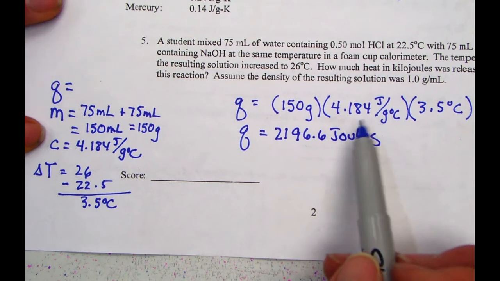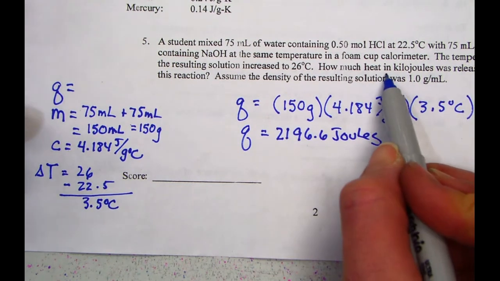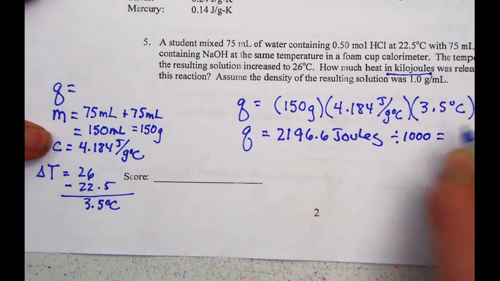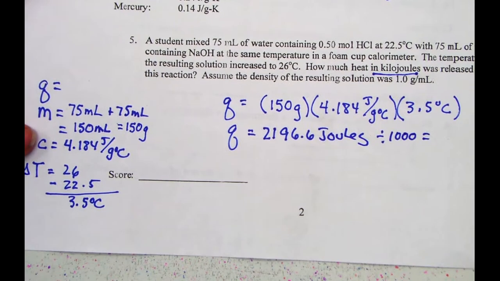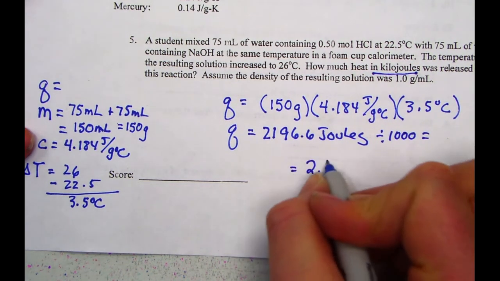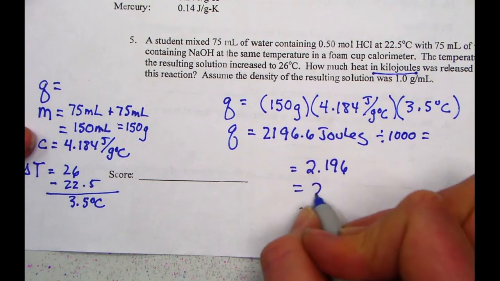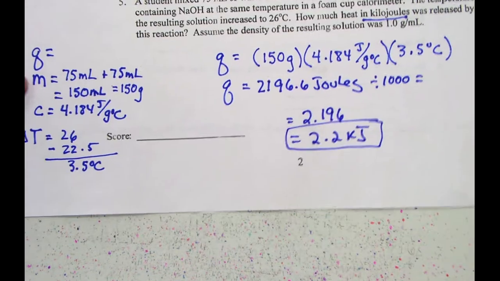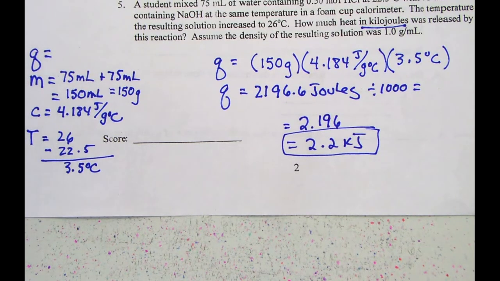The question up here asked for kilojoules, so we'll simply divide by 1,000 to convert joules into kilojoules, and I'll report that as 2.196. Why don't we round to say 2.2 kilojoules of energy. kJ is our abbreviation for kilojoules.